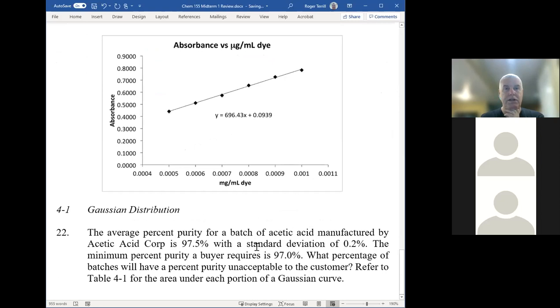For a Gaussian distribution, the average percent purity for a batch of acetic acid manufactured by the Acetic Acid Corporation is 97.5%, with a standard deviation of 0.2%. The minimum percent purity a buyer requires is 97.0. What percentage of batches will have a purity unacceptable to the customer? This is a good question. So what you need to do is redefine this value in terms of Z.